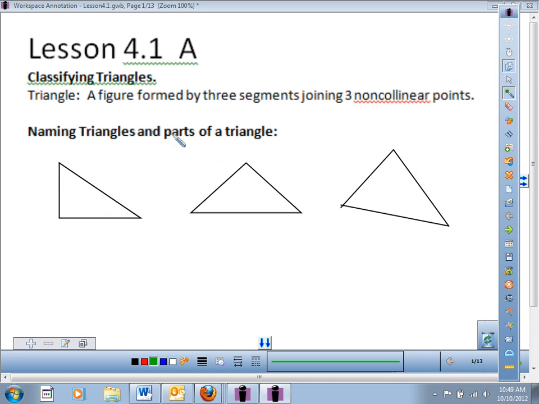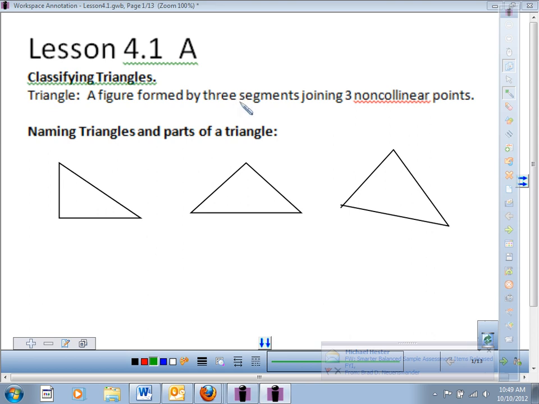This will be Geometry Lesson 4.1. Today we'll be discussing how we classify triangles, and there are two ways we can classify them: by sides and by angles. First off, let's quickly discuss what a triangle is.